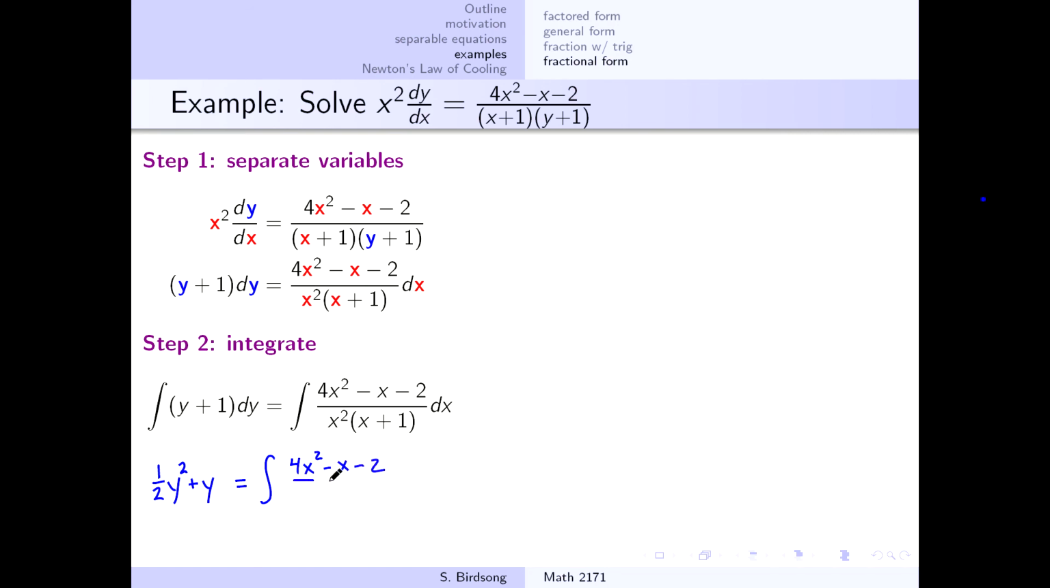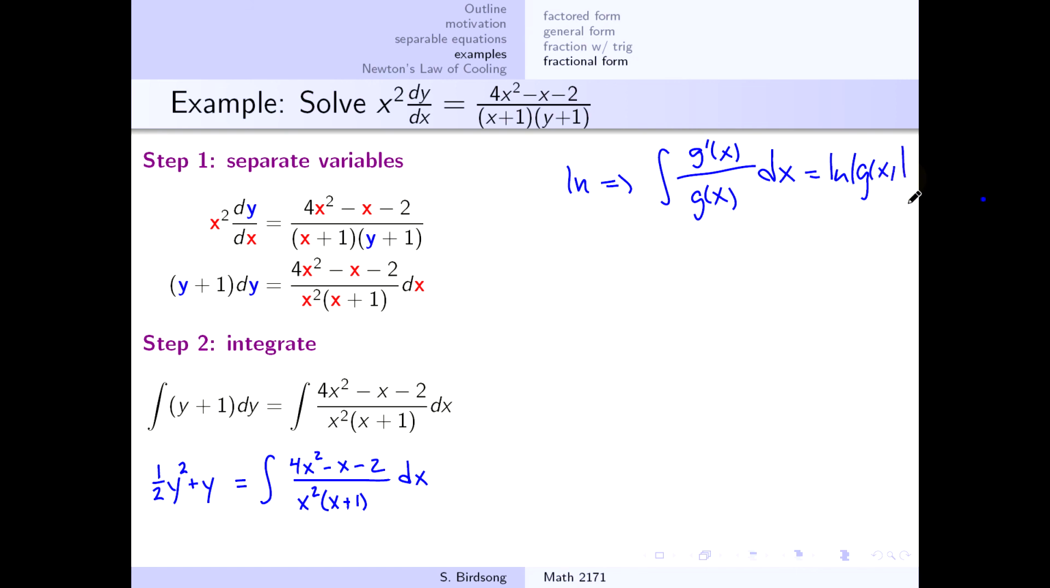Now, this other side with the x's is a fraction. And we remember, hopefully, from Calc 2, that fractions have a lot of possibilities. The first thing that you always check is, can I simplify this thing? In this case, not so much. Second thing you check is to see if this fraction looks like a natural log. For a natural log, the thing you're looking for is that the derivative of the bottom of the fraction is on the top. And that will give you a natural log.